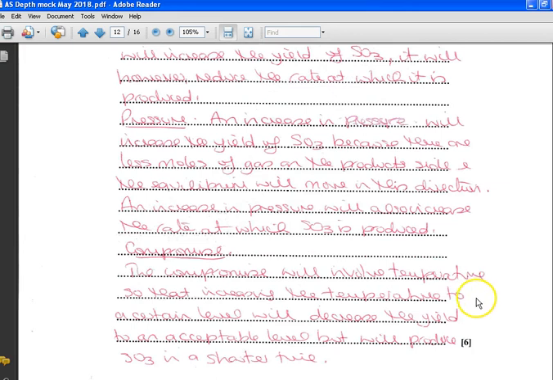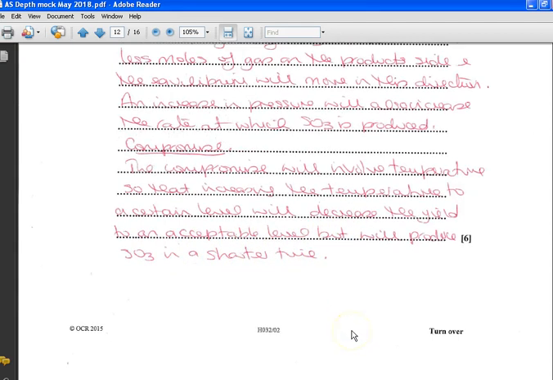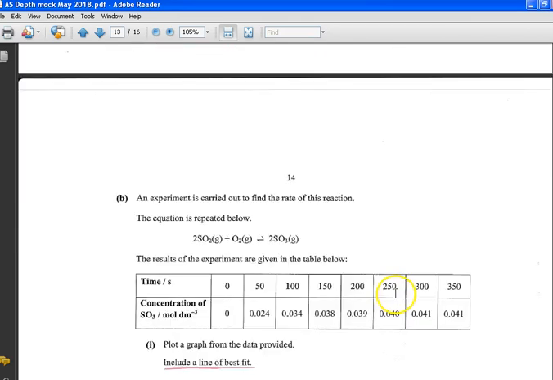And then finally, the compromise effectively will involve temperature, because pressure's fine. So increasing the temperature will decrease the yield to an acceptable level, but will produce SO3 in a shorter time. Hang on a minute, I think I've got that the wrong way around. Sorry, ignore that, shorter time. Make sure that you make note of that, because it takes longer to produce it at low temperature.